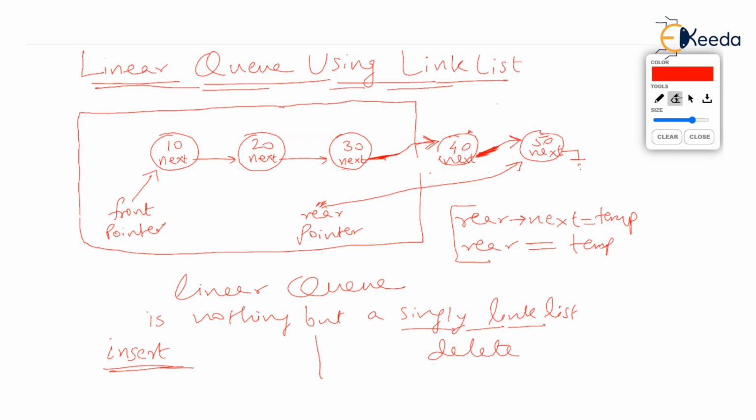Now what about delete? Suppose you call delete on this queue, then you know that 10 should be deleted because 10 is the frontmost. Now watch out that if we are deleting 10 from this queue, then front should not point to 10, but front should point to 20, isn't it? Because 20 will become the frontmost. If the delete function is called, then front should become equal to front arrow next.